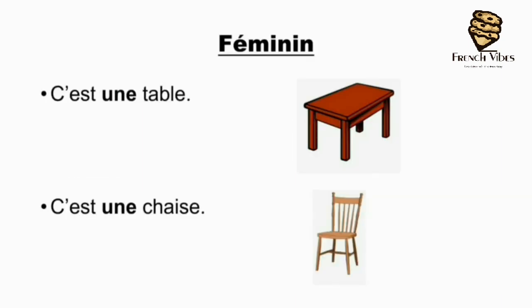Now let's see some feminine objects. C'est une table. It is a table. Une table is a table. C'est une chaise. It is a chair. Une chaise means a chair.